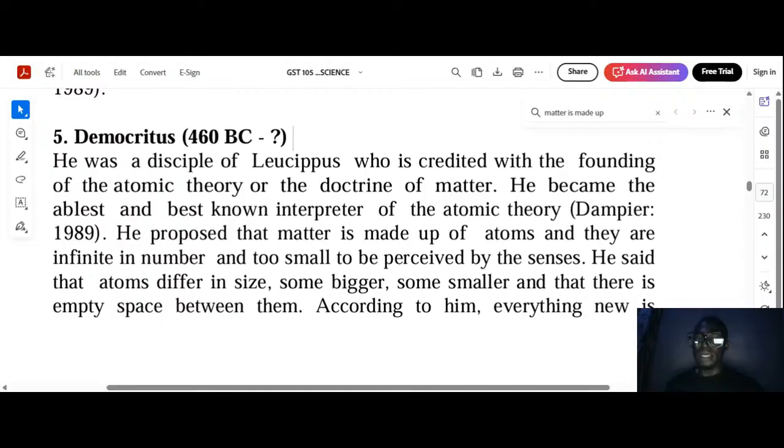He became the ableist. Okay, that's another word you should learn tonight. What's the meaning of ableist? Please check it, and type it there. I've highlighted it for you guys. He became the ableist and best known interpreter of the atomic theory, according to Dampier in 1989. I hope you guys can see the word I highlighted.